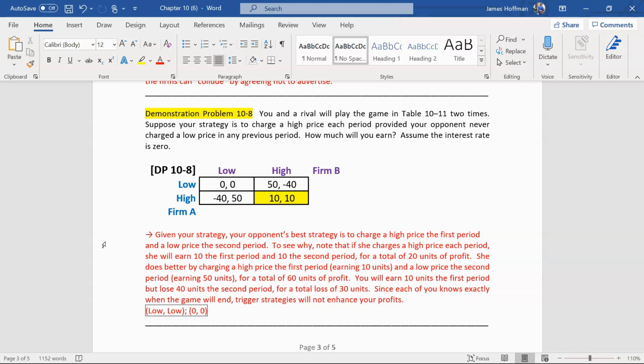So instead of this happening, you're both going to jump the gun and just charge low because you don't want to risk one of the firms cheating and losing 40. So the conclusion here is that if the final period is known, if you know you're going to play it 10 times or 5 times or whatever, then the outcome is just going to be the Nash equilibrium, which is this case here.